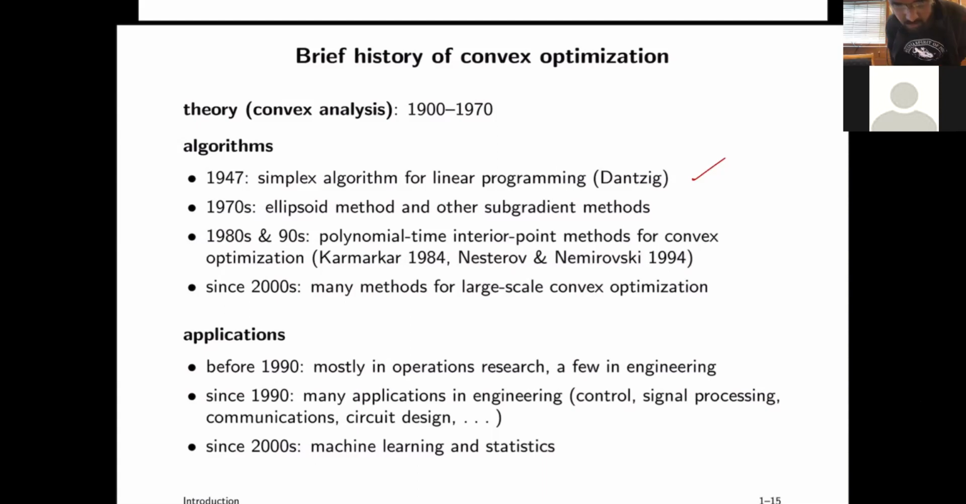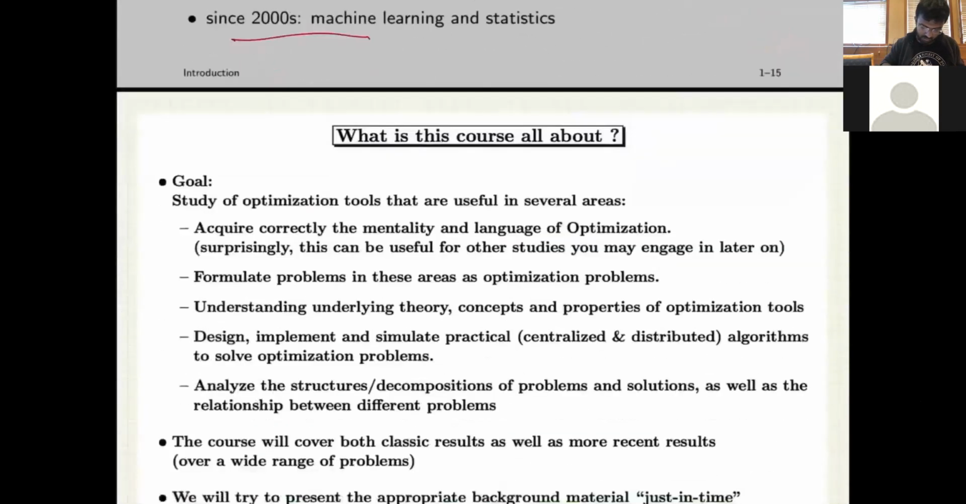So you can have a look at all these history events, but the thing is, since 2000, the convex optimization field has been studied well, and we have many algorithms, and it has wide application in your daily life and research.